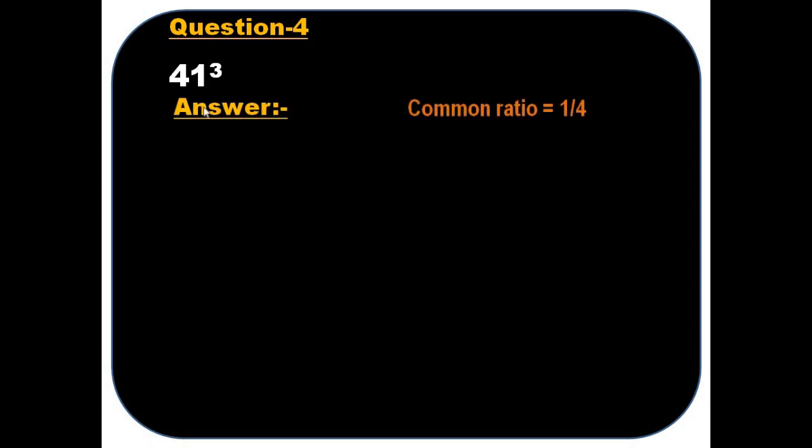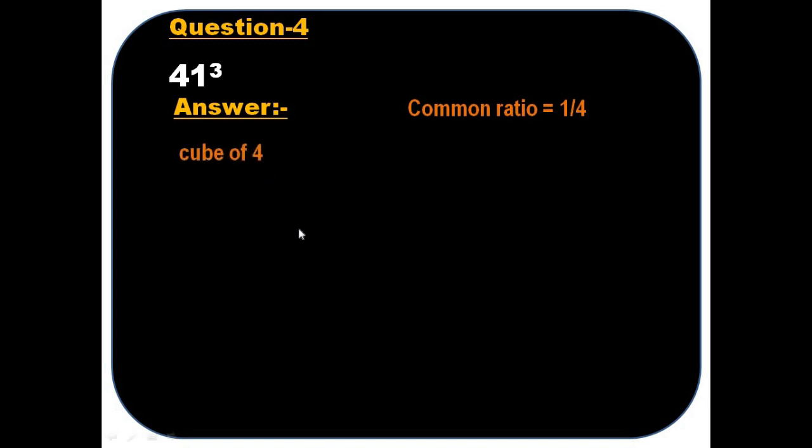Now question number 4, 41 cube. The common ratio is second divided by first, 1 by 4. There is a slight difference in this question, that is the common ratio is a fraction. In the earlier questions the common ratio is just a natural number, but here the common ratio is perfectly a fraction. So how can we solve this question?